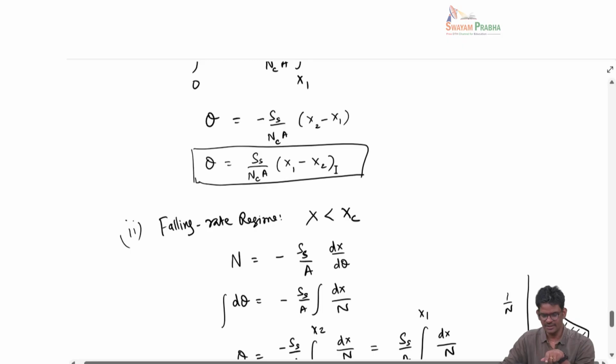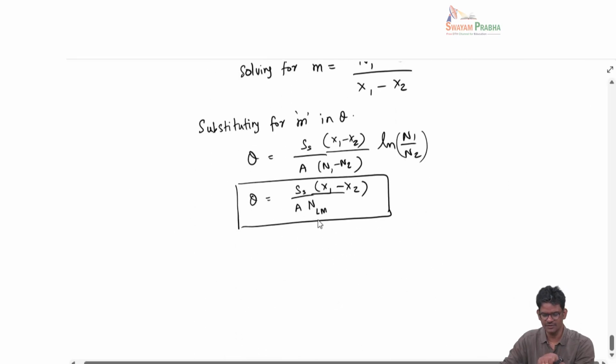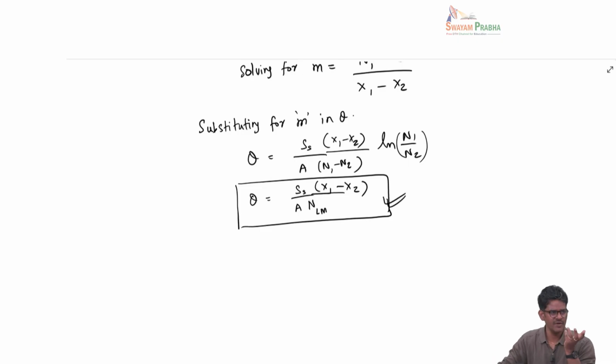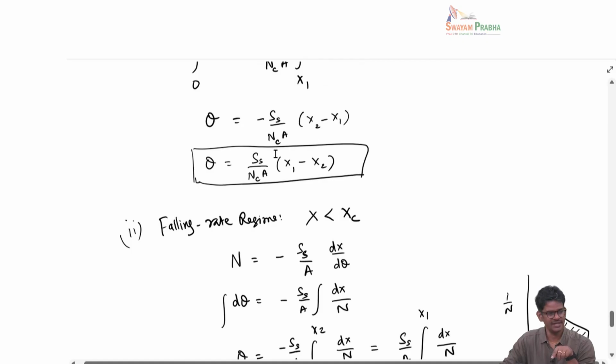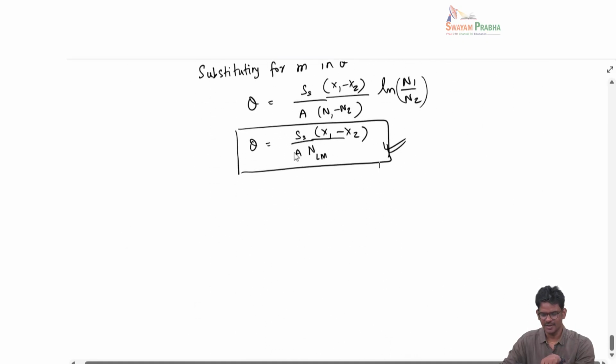If you compare this equation with the one we have written for the constant drying rate, theta equals Ss by A times (X1 minus X2) by Nc, all you need to do is replace this Nc with the logarithmic mean difference of N1 and N2. So writing this equation is somewhat convenient, because the forms are otherwise very different. We are replacing the constant rate with the logarithmic mean difference of the drying rate. That's the advantage of this particular form.